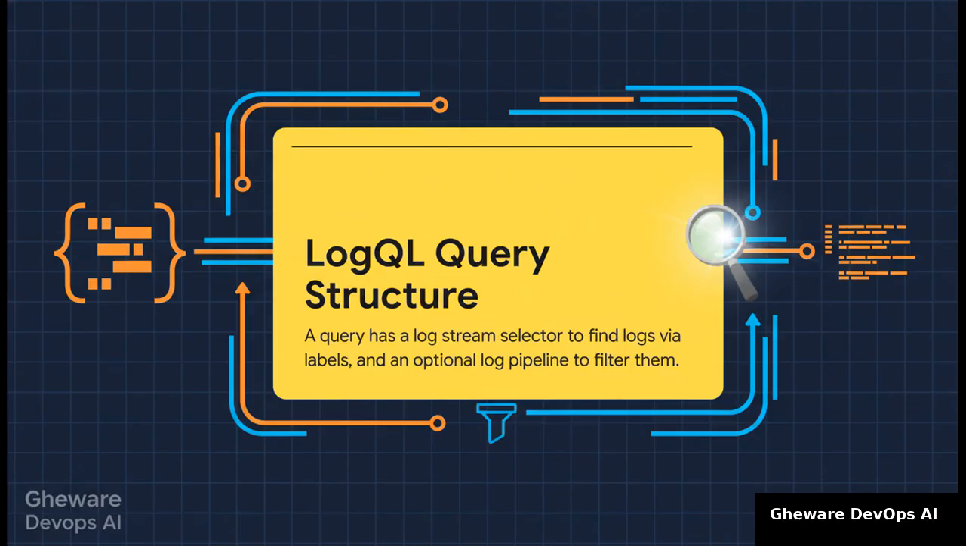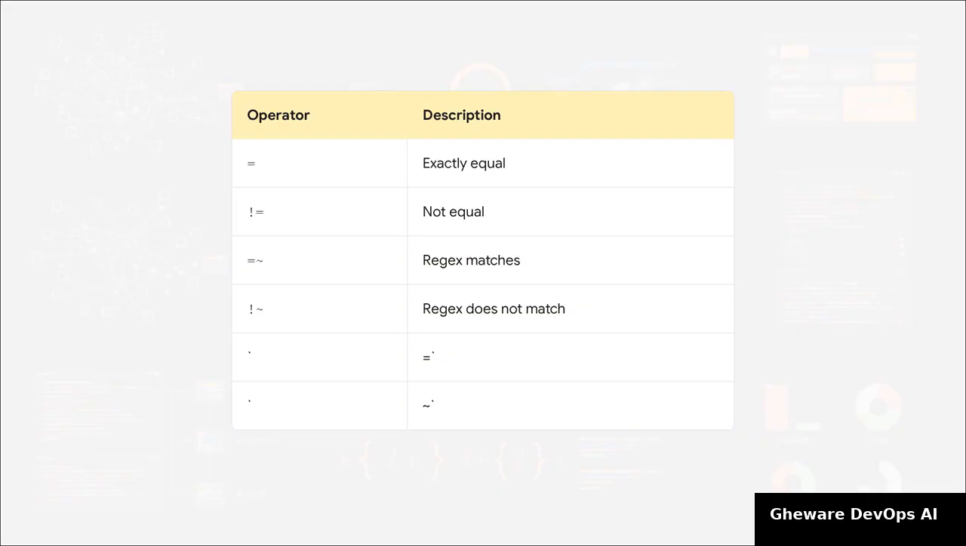It's super, super fast because it only touches the index. Then you can optionally add a log pipeline to filter or parse the actual content of those logs. Now check out these operators.